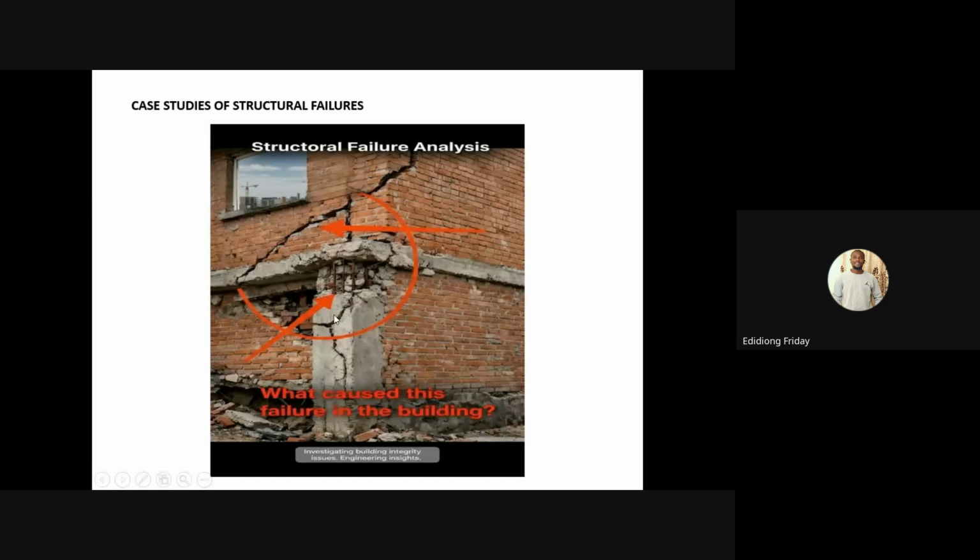And the second reason is settlement. This column has settled. The footing of this column has actually settled, and that's why it is now pulling.